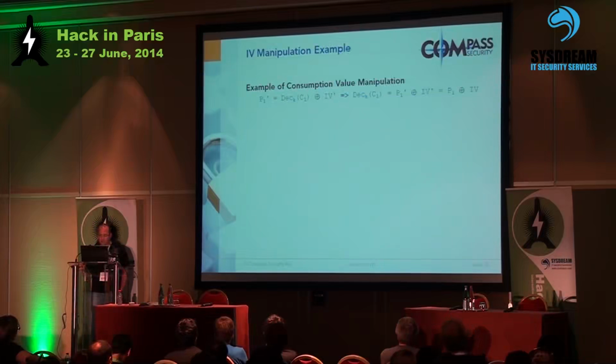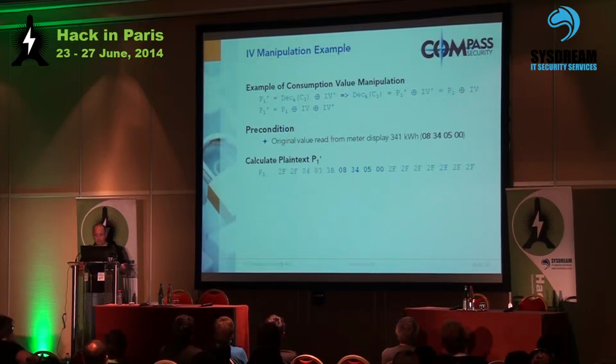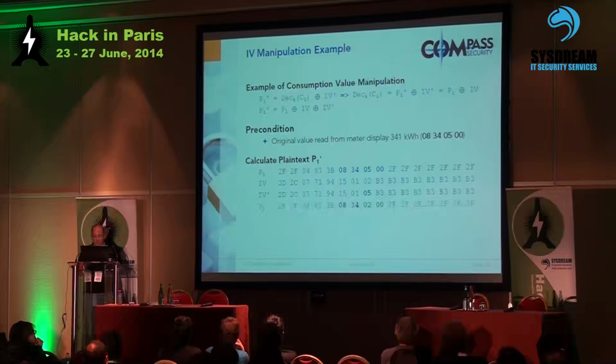So I made an example. We have an original value, and we read it from the meter display: 341 kilowatt hours. Say, okay, this is too much for my bill, I'd rather prefer to pay less. We can read the standard IV from the packet because this is not encrypted. And then we figure out how much we're going to pay. Keep that in mind because we'll need to manipulate the IV over there. And this will then turn the plain text into the manipulated plain text.